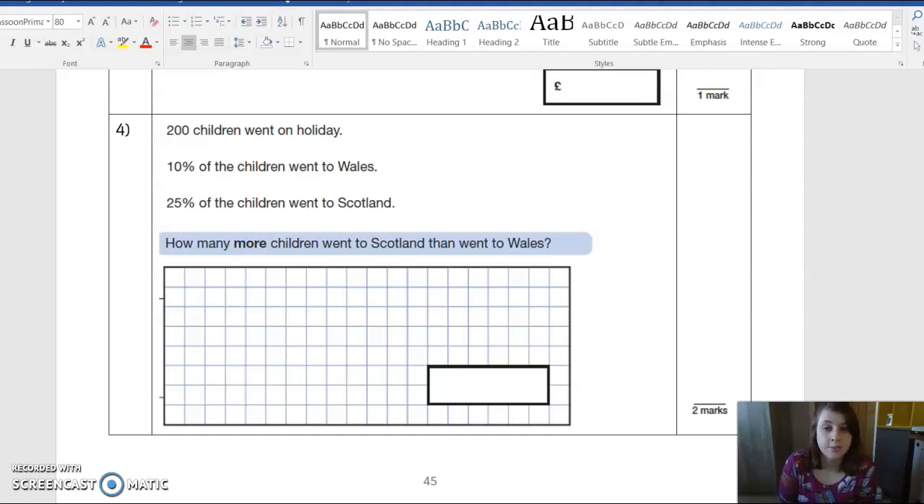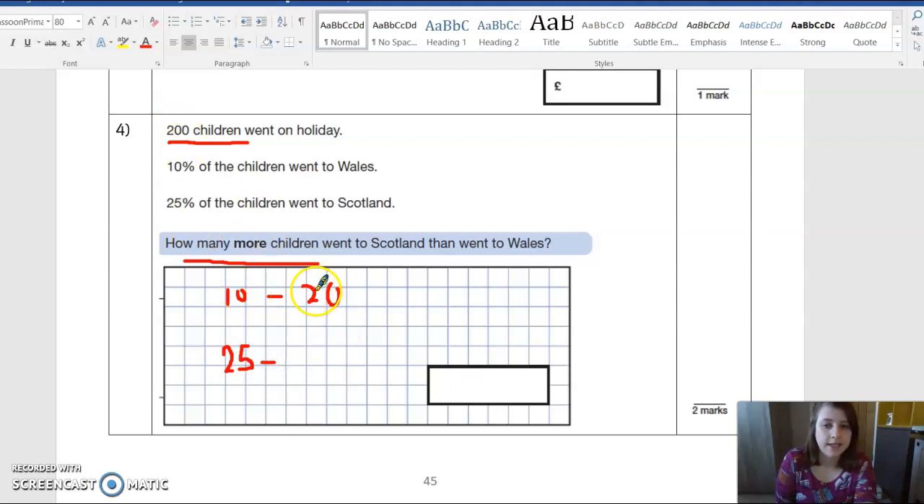We're finding percentages, but it's got a little bit more to it. So you need to do a few extra steps when you look at the question. It says 200 children went on holiday. 10% of those children went to Wales. So the first thing I'm going to do is find 10%, and that's easy because I'm going to divide 200 by 10. So 20 children I know went to Wales. Then it says 25% of children went to Scotland. So 25% of the 200.